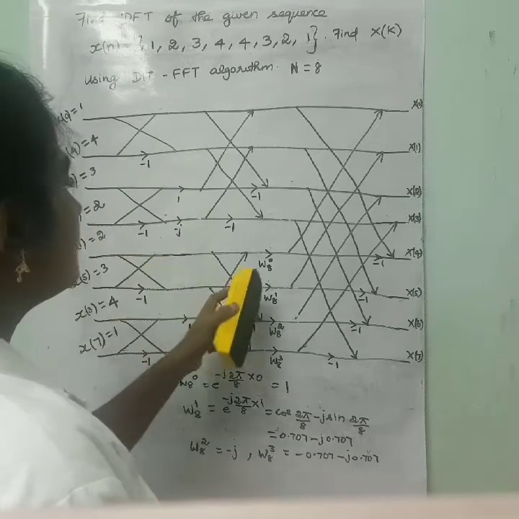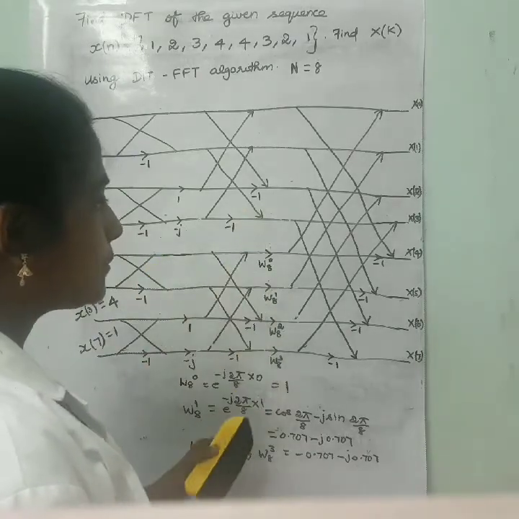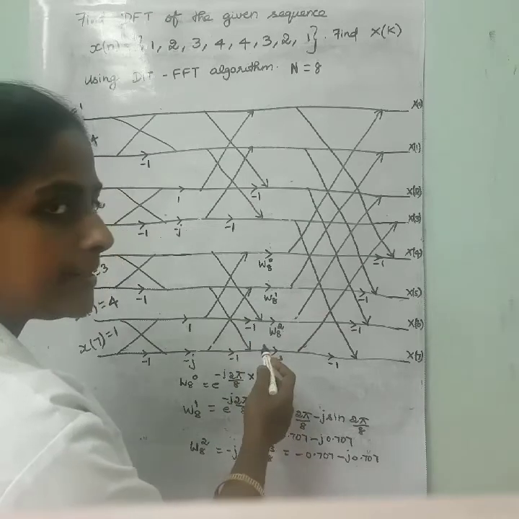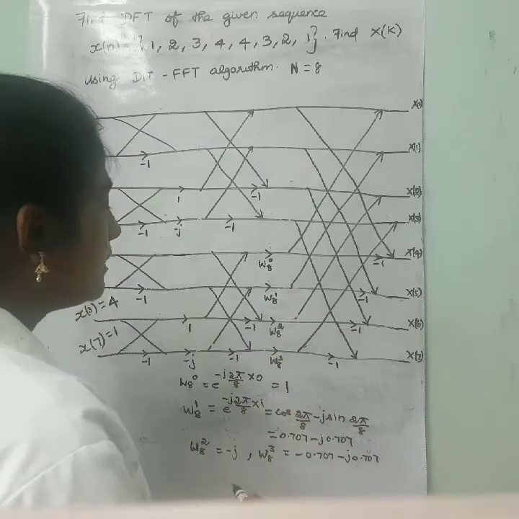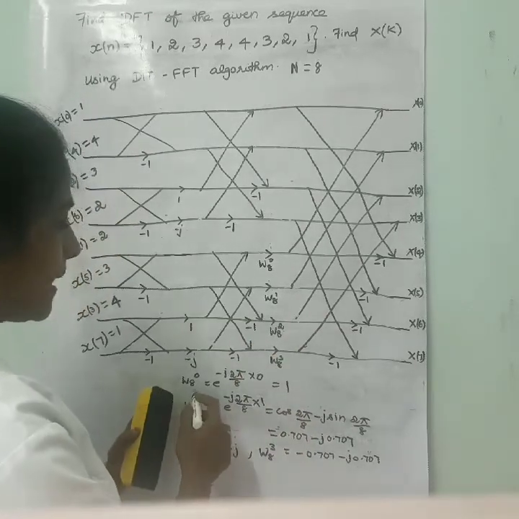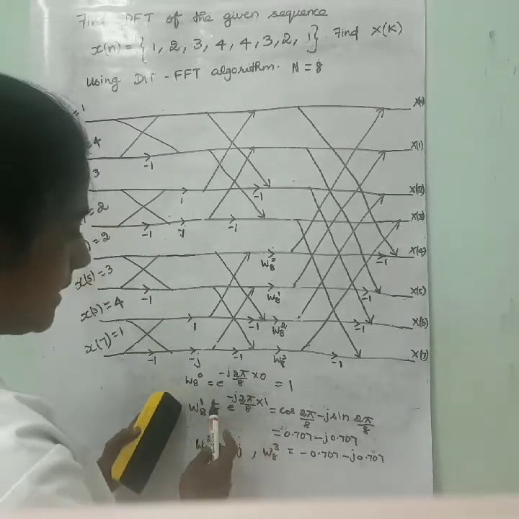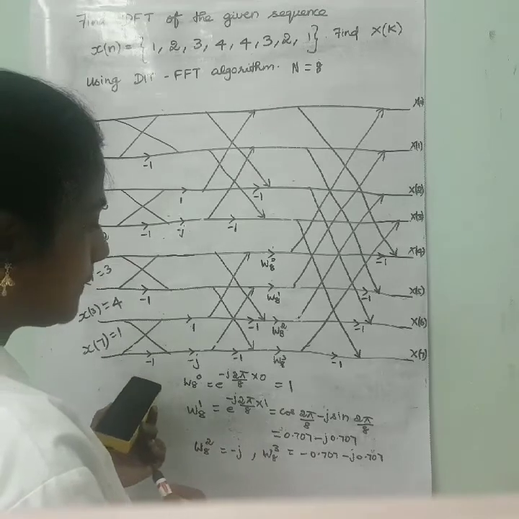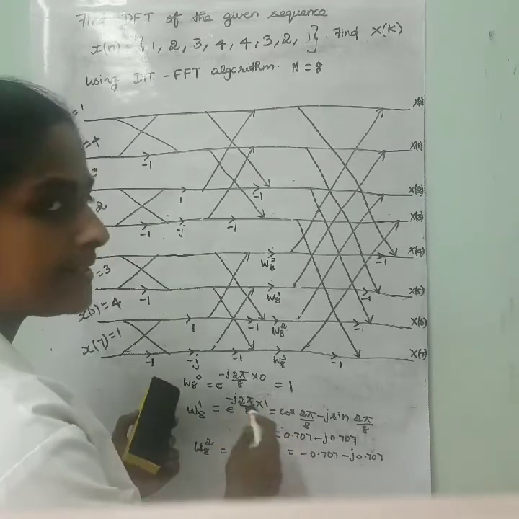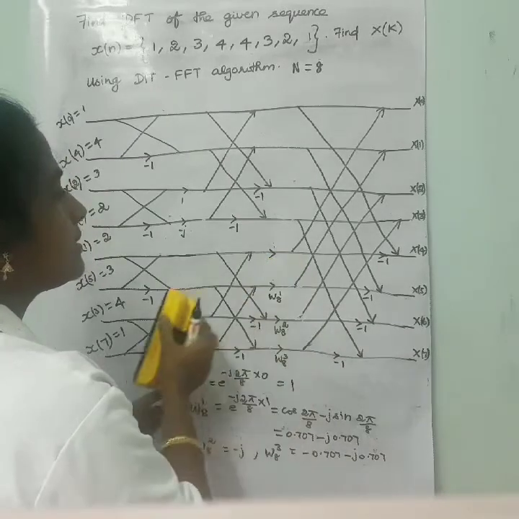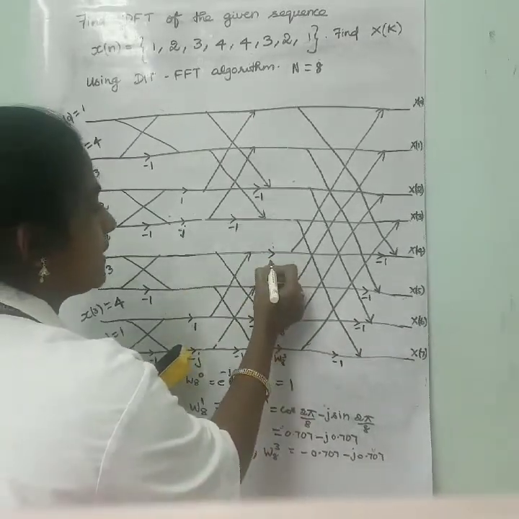Here in the center we have the total of twiddle factors W8 power 0, W8 power 1, W8 power 2, W8 power 3. The formula to find the value of the twiddle factor: W8 power 0 can be written as e power minus j2 pi divided by 8 into 0, that is e power 0 equal to 1. So W8 power 0 value is 1. You write here as 1.